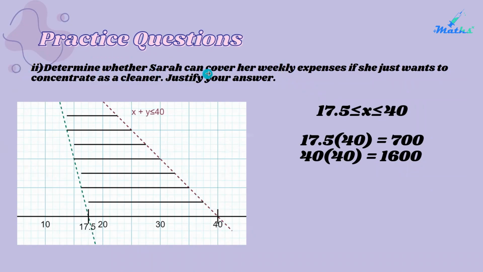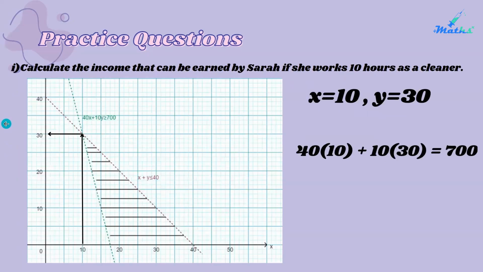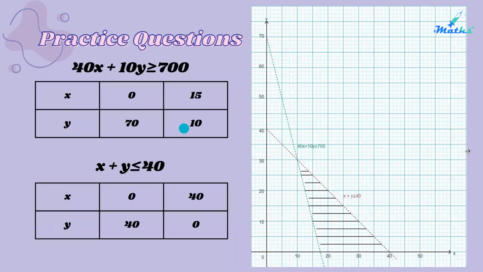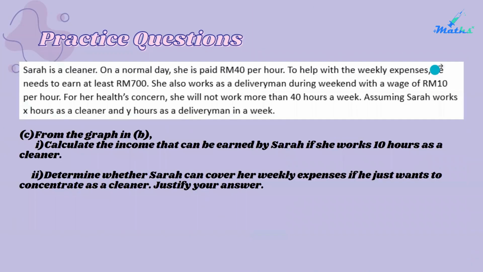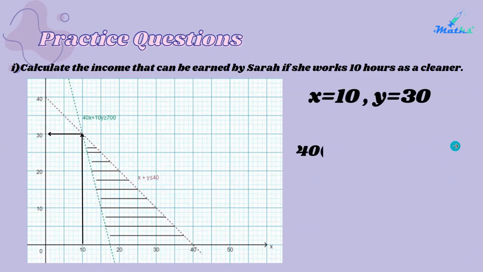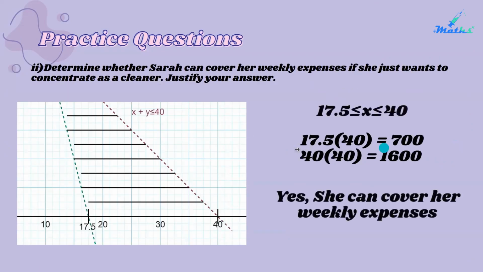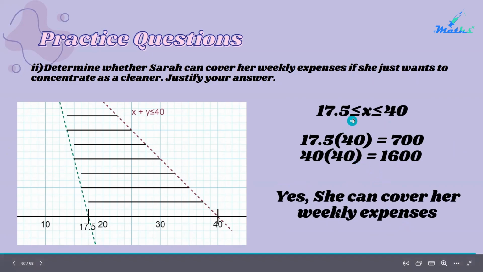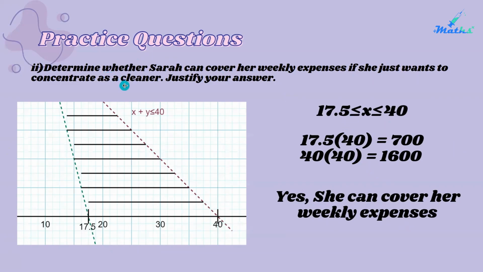So the question asks whether Sarah can cover her weekly expenses or not. So we go back to the question here. Yeah, here she needs to earn at least 700. So the range is inside the weekly expenses. So yes, she can cover her weekly expenses if she just wants to concentrate as a cleaner.